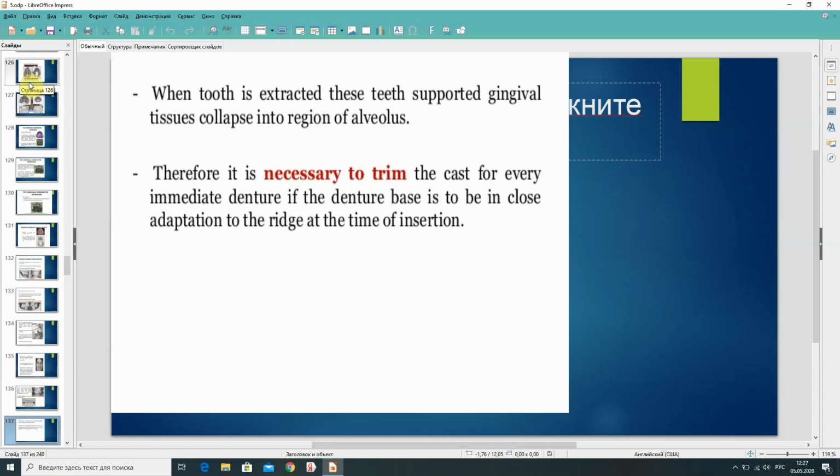When a tooth is extracted, the tooth-supported gingiva collapses into the region of the alveolus. Therefore, it is necessary to trim the cast for every immediate denture if the denture base is to be in close adaptation to the ridge at the time of insertion.